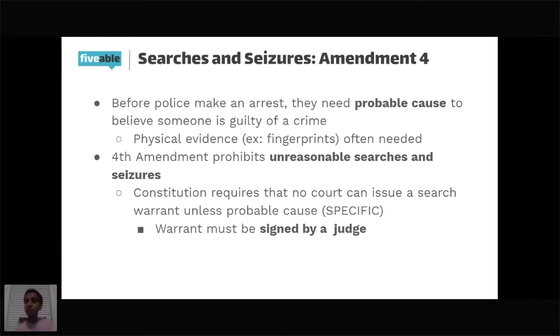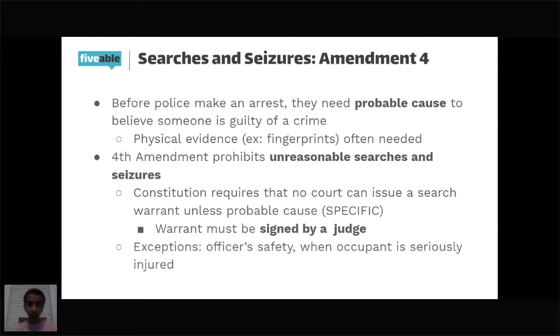So in order for them to enter your house, you can refuse them entry if they don't have a warrant that they can show you with a signature from a judge. So that's like a piece of paper that they need to have. The other thing, like I said, the exception is when the officer is at risk of harm and when the occupant is seriously injured. So if there's someone inside that is seriously injured, they don't need to produce a warrant in order to enter your home. So if they can prove that there's someone injured in that house, they do not need a warrant.